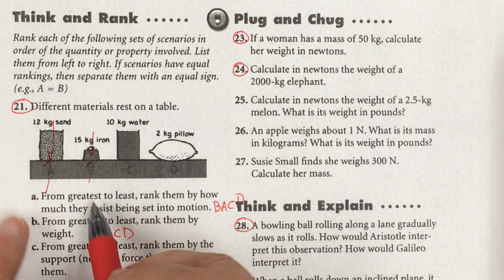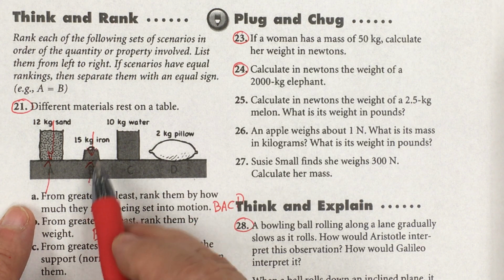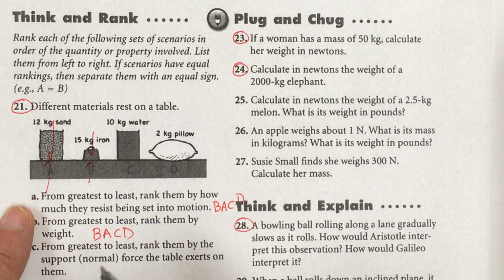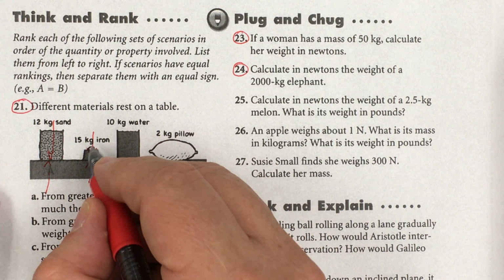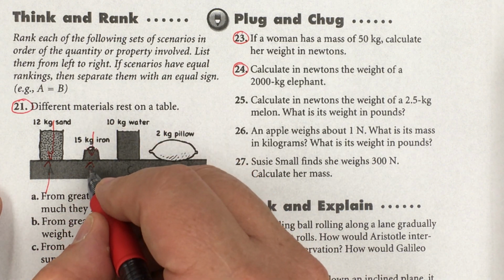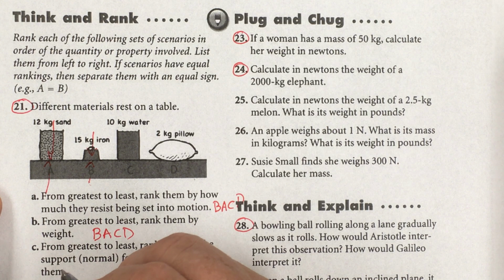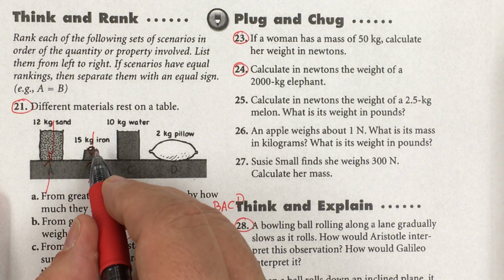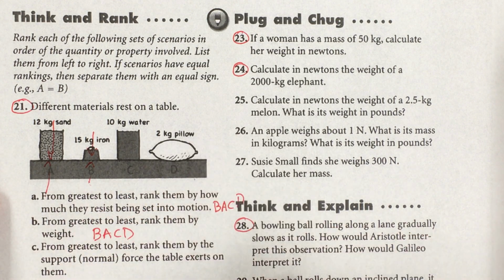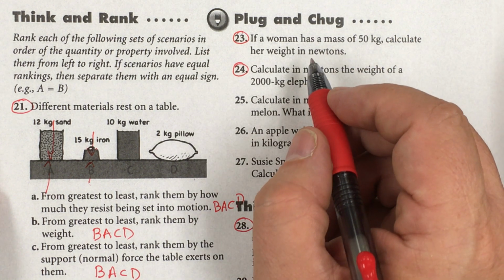So if this is equal to this, then it must be ranked the same way as its mass, or otherwise the same way as weight. So the one that has the most support force is the one that's pushing down the most. So that would be B, and then A, and then C, and then D. That's the same as before, B, A, C, D. Okay, good. Now let's do some of the math.